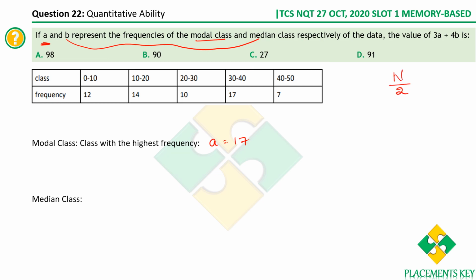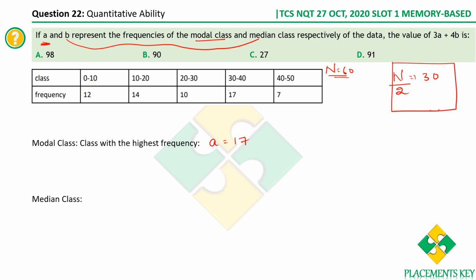Yeah. What are the total observations? You have 12 plus 14, 26. 26 plus 10, 36. 36 plus 17 is 53 plus 7. You get the total number of observations n as 60. Therefore, what is the value of n by 2? It is 30. Okay, so finding n by 2 is the first step.